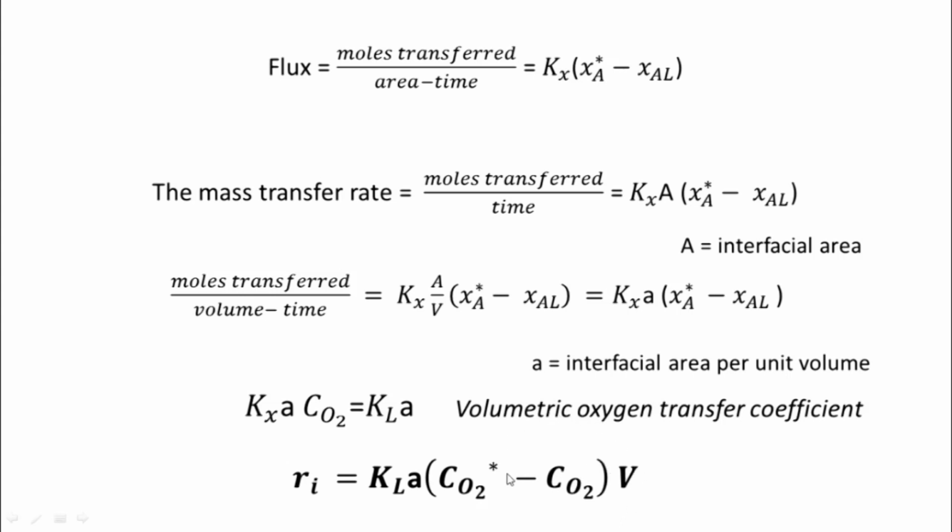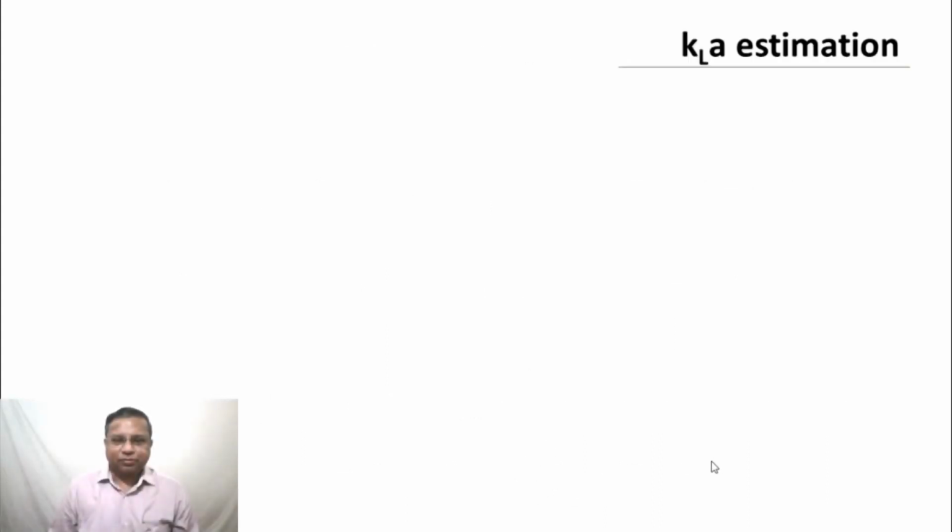What we called DO is nothing but C_O2. This is the concentration of oxygen in the medium that is being measured at any time, the accumulated amount of oxygen, and that is our DO. This is the relationship between concentration and DO.